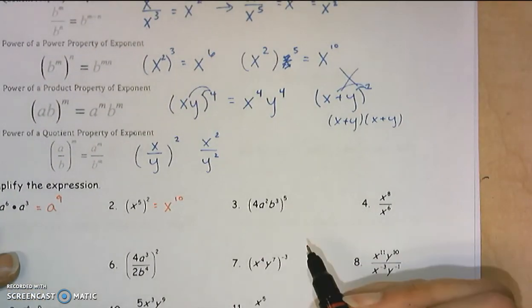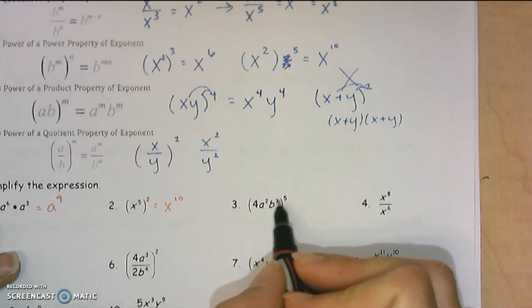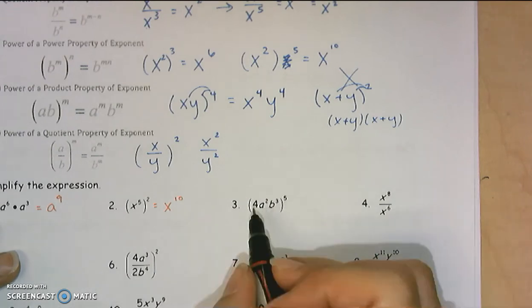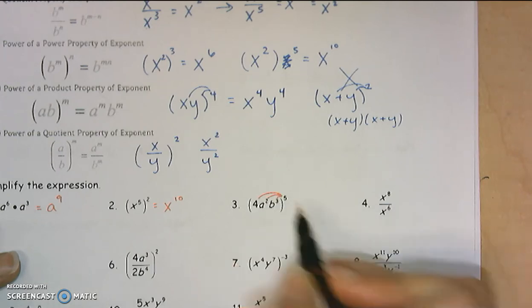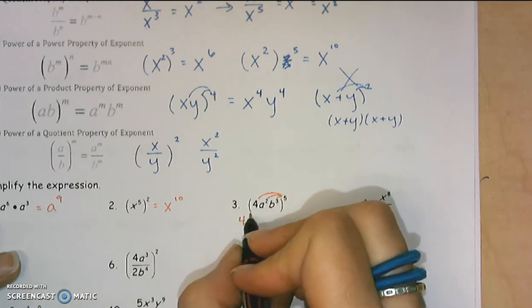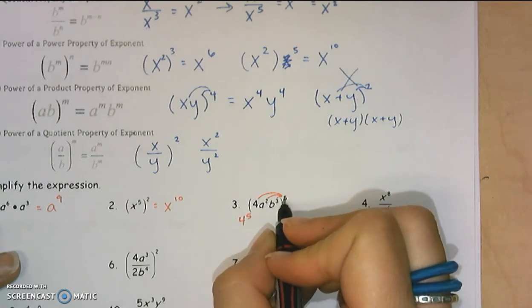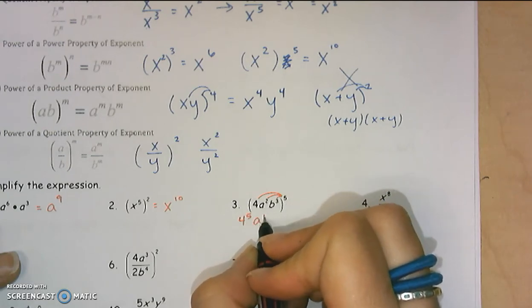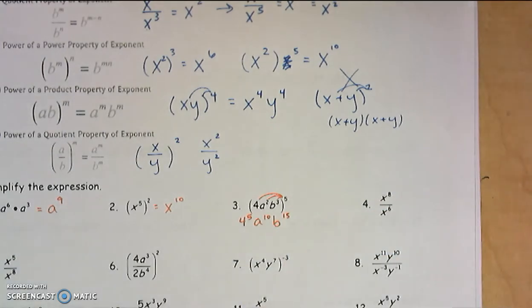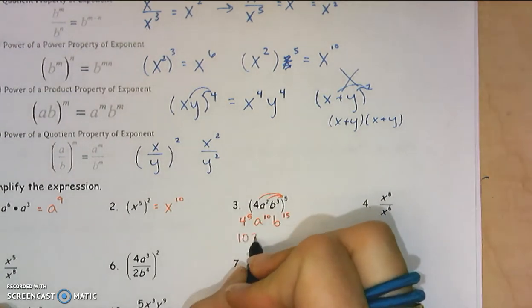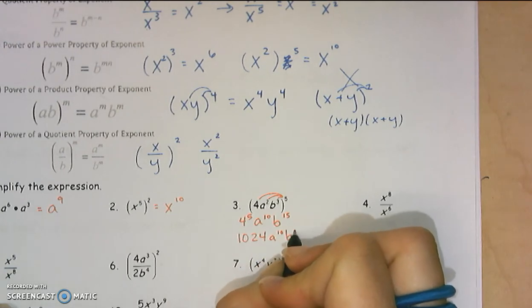Okay, so we're doing a couple of things here. We have all of this raised to the 5th power. Because there's all multiplication in here, we can distribute that 5 to everything in here. So this is 4 to the 5th, and then power to a power, multiply. So a to the 10th, b to the 15th, and then we're going to figure out what 4 to the 5th is. So 4 raised to the 5th gives me 1024, a to the 10th, b to the 15th.